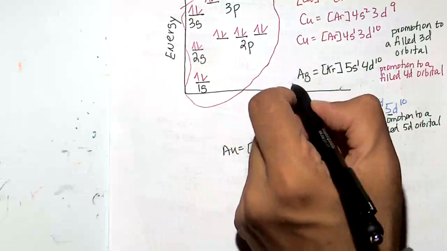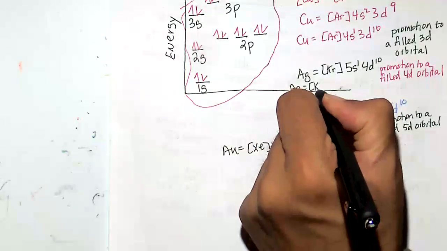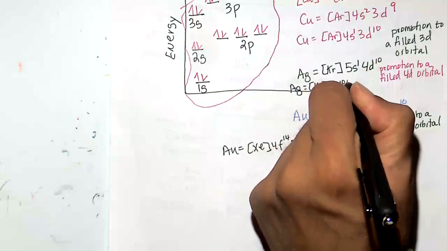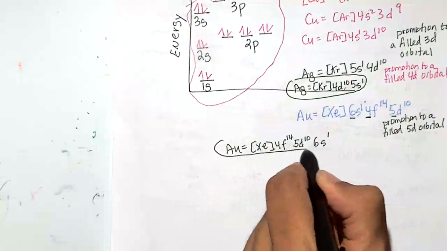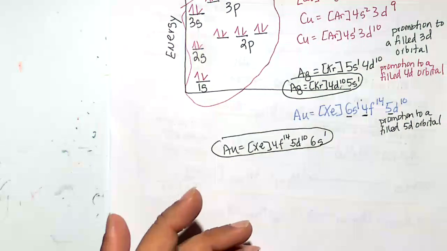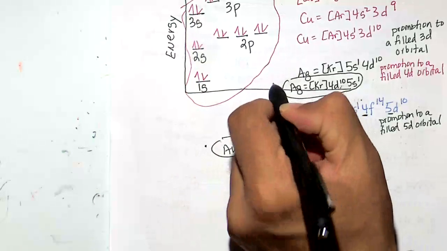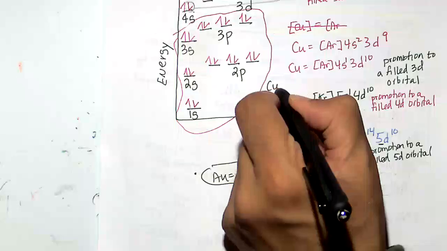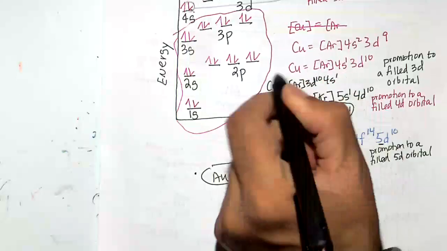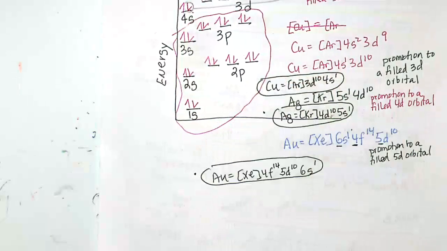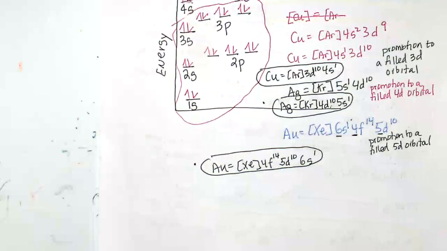But anyways, you can also write this as Ag 4d10 5s1. So just ordering it by the principal quantum number is something that you can or cannot do, but I'd like it this way. This is teacher's preference. All right, so that is copper.